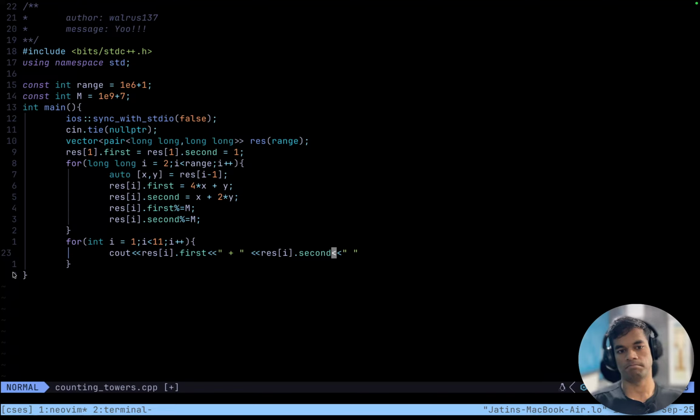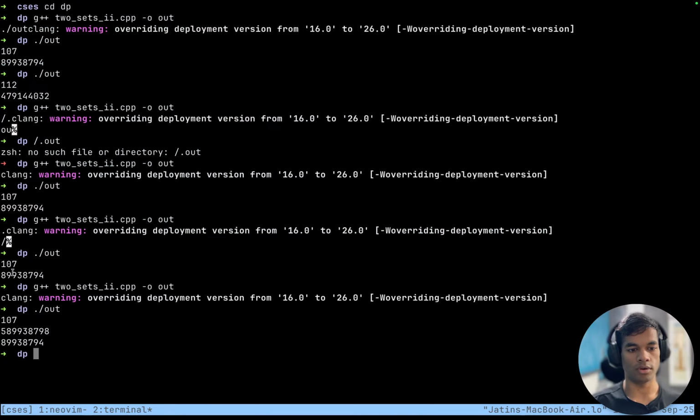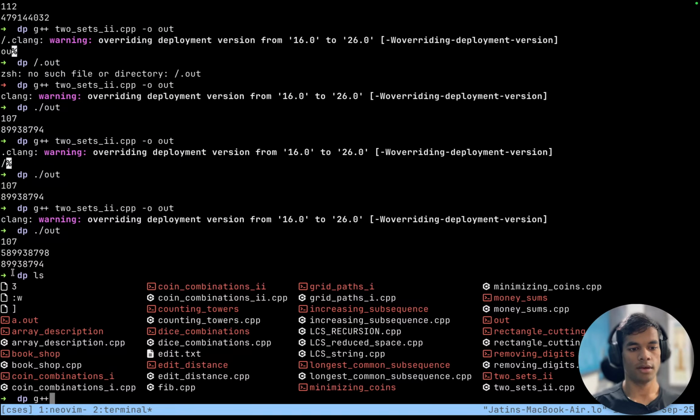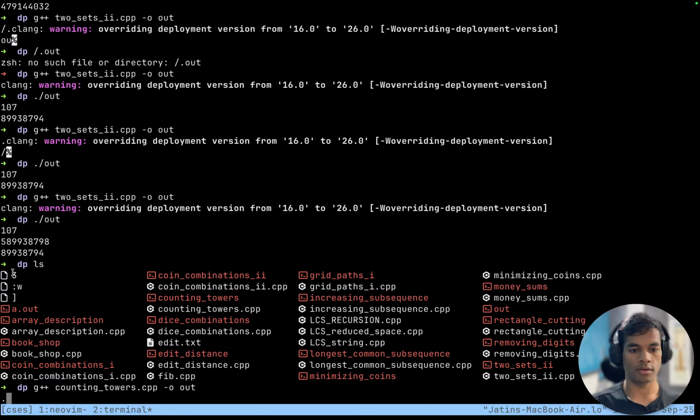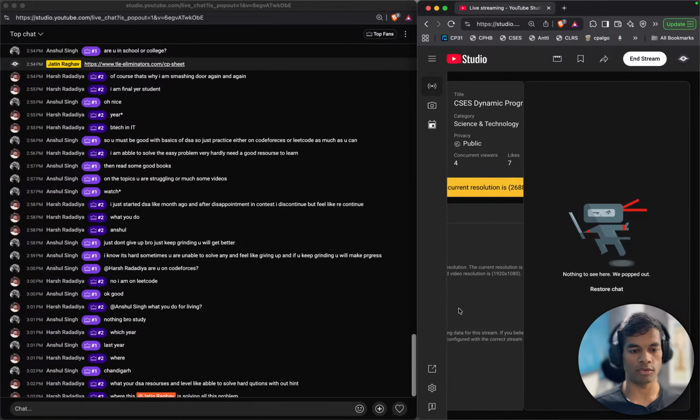Okay, x plus y equals res i dot first plus res i dot second, and here we also do not take modulus because res i first and second are not going to be very big for the first 10 numbers, or it might actually be very big, but we are using long, so that should be fine. g++ counting towers, ./out, and okay, so these are the things. And is there some pattern? That is what we have to see.